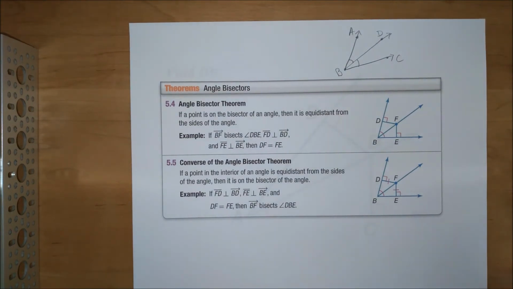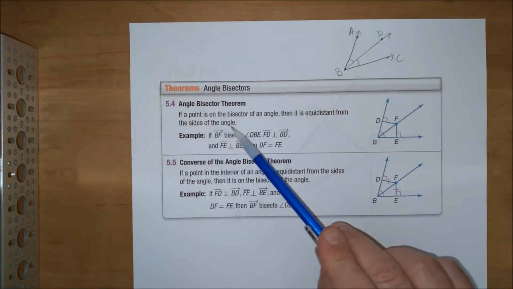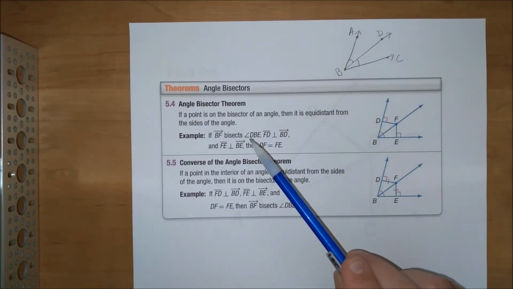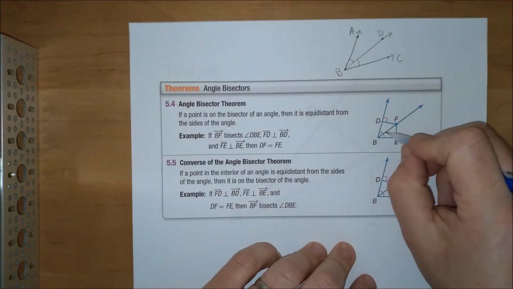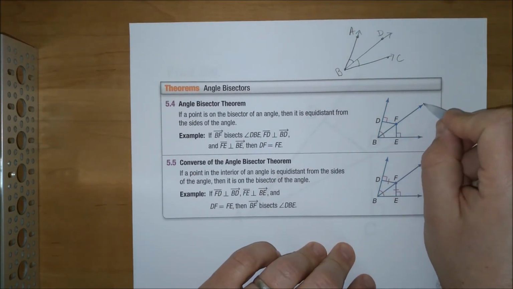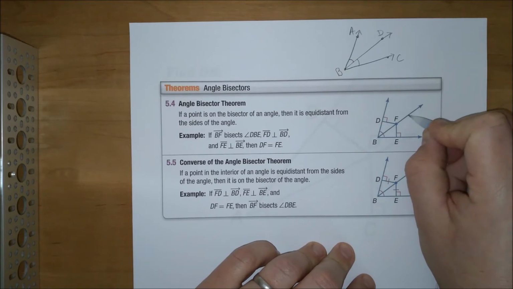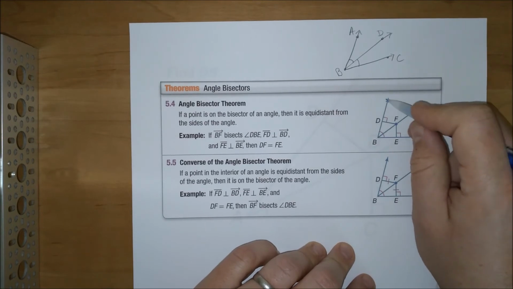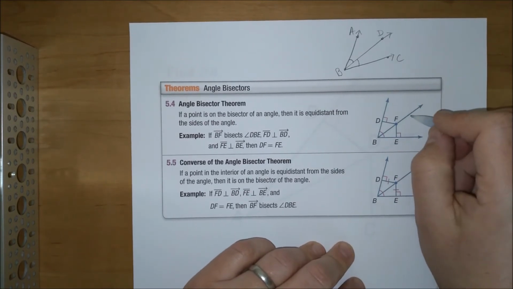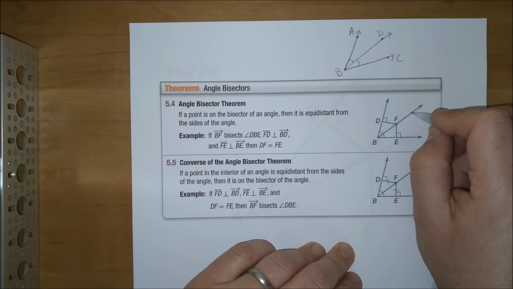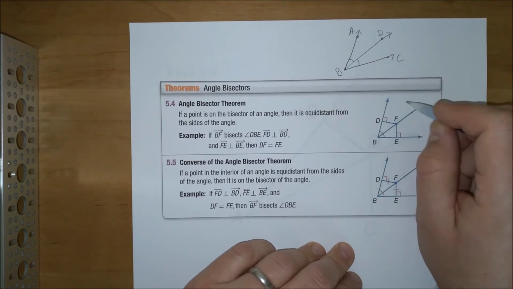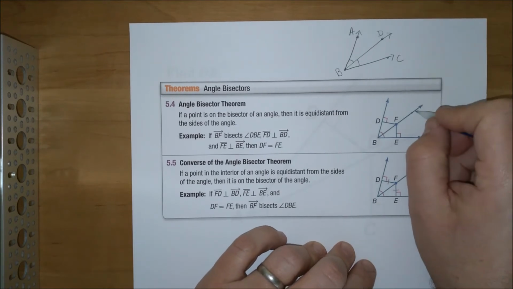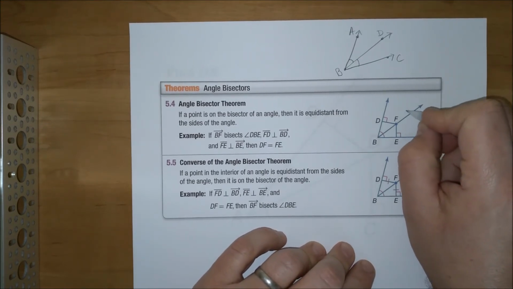And here's what's important to know about angle bisectors. If a point is on the bisector of an angle, then it is equidistant from the sides of the angle. Now, what does that mean? If I am anywhere on this angle bisector, I am the same distance from ray BD as I am from ray BE. These are the sides of the angle. Now, how do we find the distance from some point here to a ray? Well, it's the same way we find the distance from a point to a line, which we learned about in chapter 3. It's going to be the perpendicular distance.